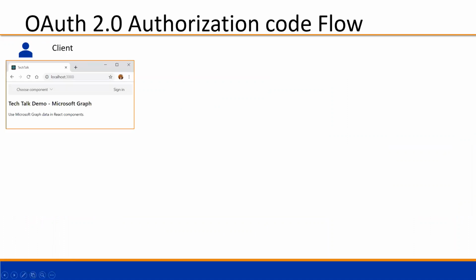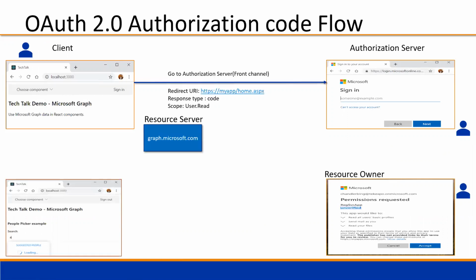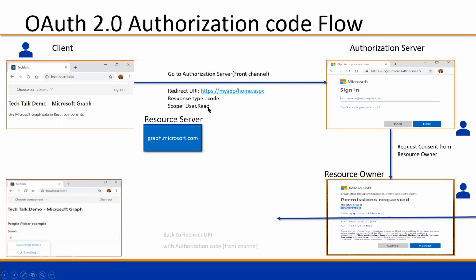So consider that this is my local application which wants the user to be authenticated. So what it does is, with this redirect URI, it sends some parameters to the identity server, the authorization server. So the request goes like this with this URL. It sends multiple parameters: the redirect URI, the response type, the user, and so on and so forth.